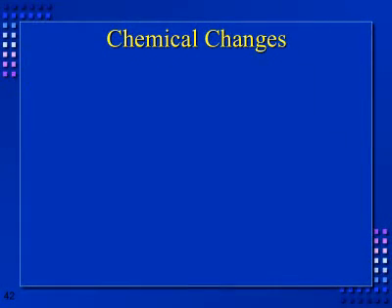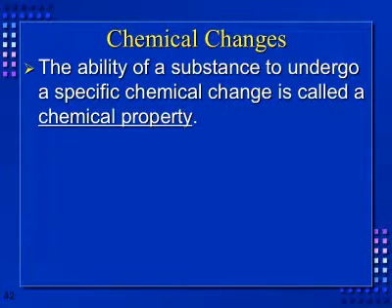So this first slide is pretty much a review of a few things that we talked about last week. We talked about chemical changes, we talked about chemical properties, but we're going to kind of put that together today. So a chemical change, again, is the ability of a substance to undergo a specific chemical change, or undergo whatever we have deemed its chemical property.